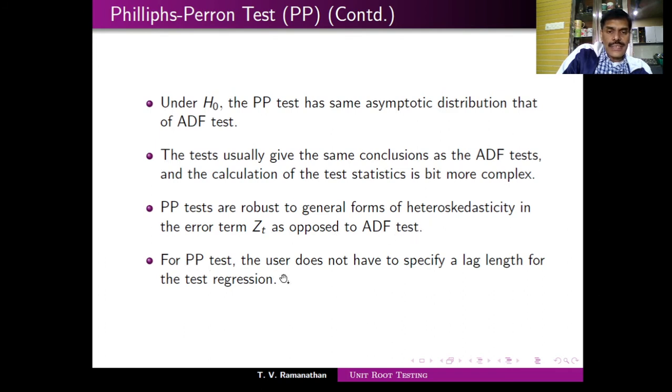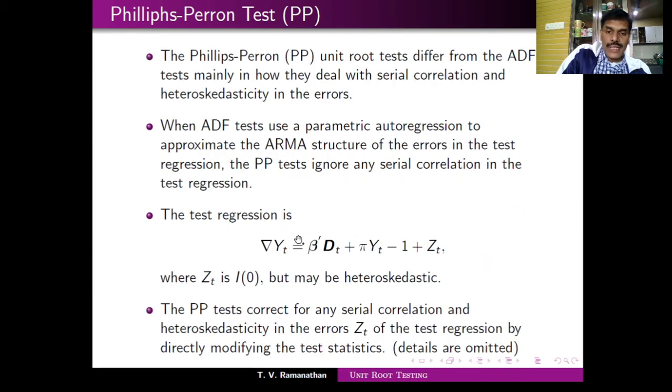Now, with the PP test the user does not have to specify p. One advantage of the PP test is that there is no p involved, because you are still working with an AR(1) kind of setup. This, of course, as I told you, depends on whether you want to have a constant, or a linear trend, or without anything, which is zero. So that's the general term that is written here, which is there in the ADF also.